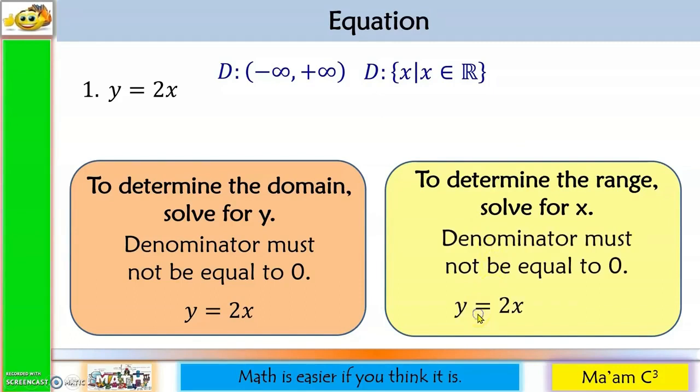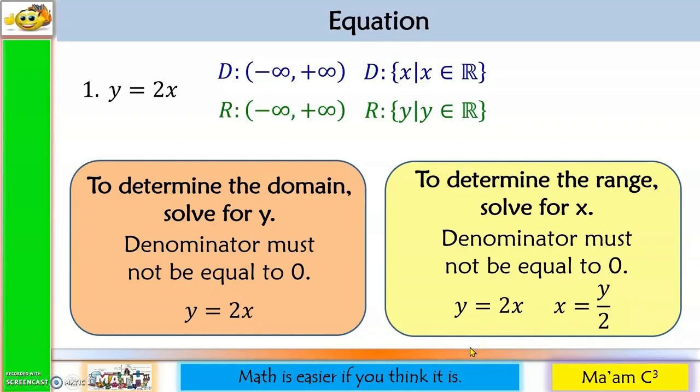So y is equal to 2x. To solve for x, we divide both sides by 2. So this will become x is equal to y over 2. We have a denominator here, but it is not a variable. It's a constant. So there is no value that can make our denominator 0. Again, we do not have restrictions. So our range is from negative infinity to positive infinity.